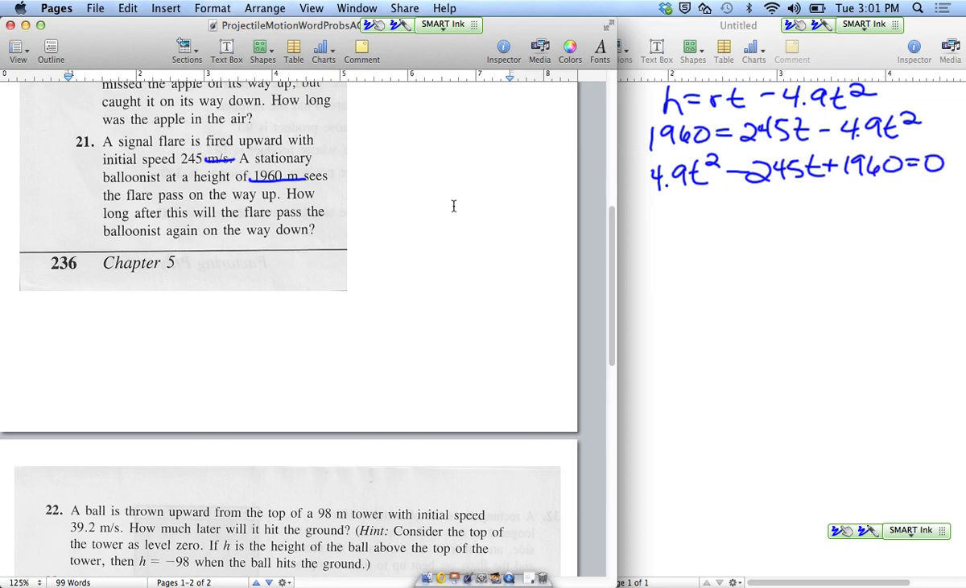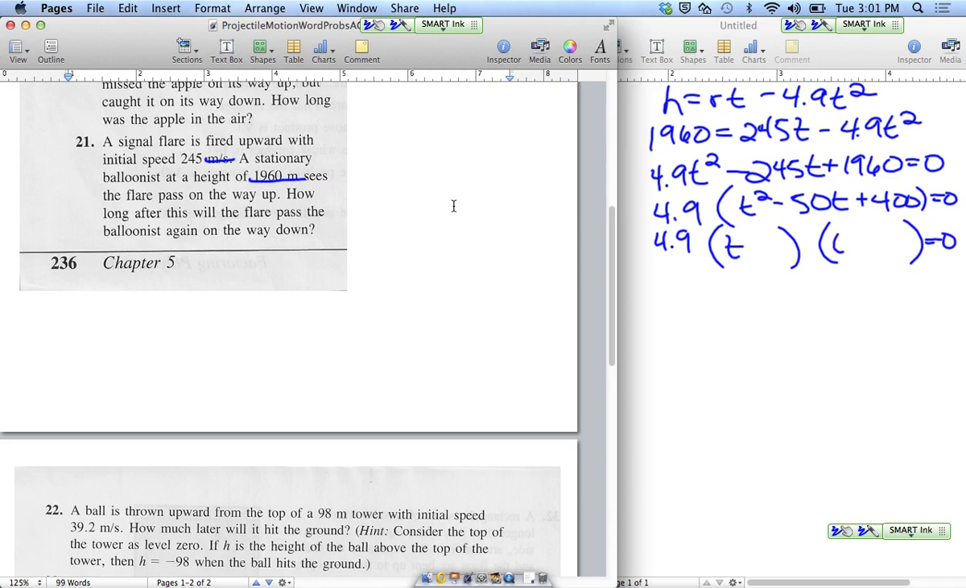And in this problem, 4.9 is a factor. So when you remove 4.9, what remains is something pretty easy to work with. And this is simple to factor as well. I need factors of 400 that sum to 50. So that would be 40 and 10. So that means my 2 answers in time, 40 seconds and 10 seconds.